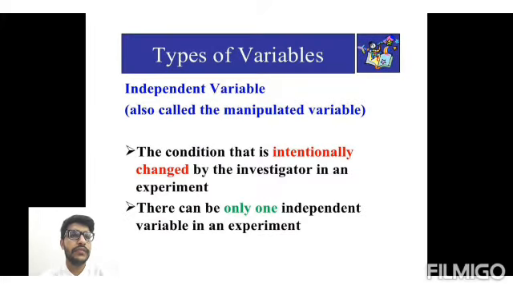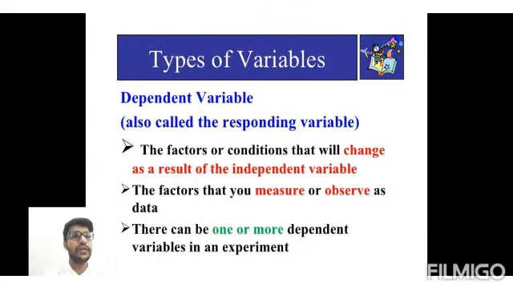Types of variable. The independent variable is also called the manipulated variable. It is the condition that is intentionally changed by the investigator. In an experiment there can be only one independent variable. The dependent variable is also called the responding variable. The factor or condition will change as a result of the independent variable. The factor that you can measure and observe is data. There can be one or more dependent variables in the experiment.